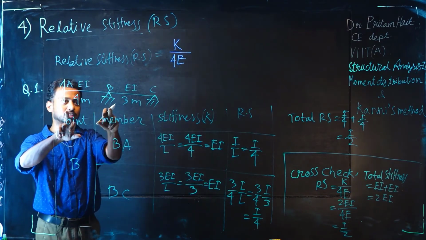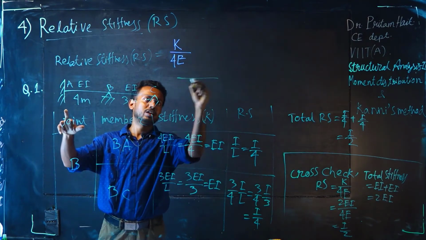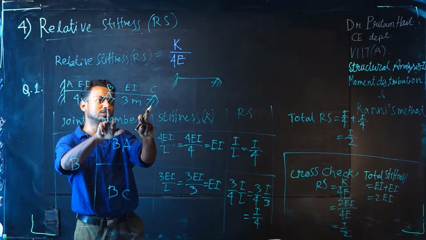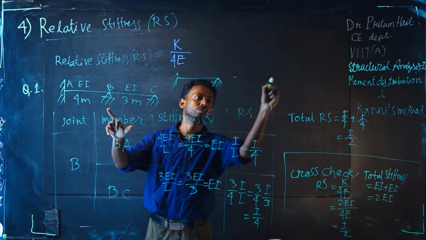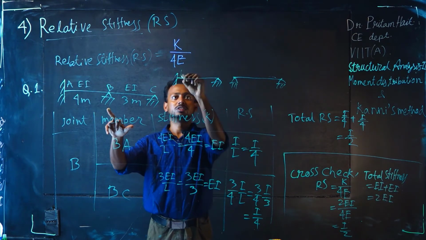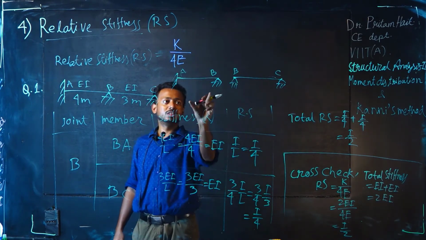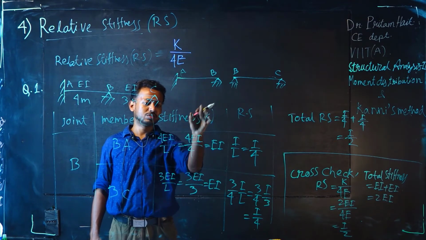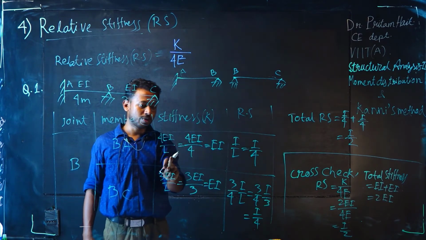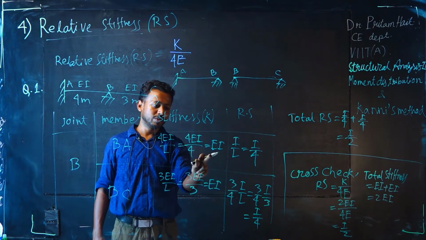Now what is the stiffness of the BA member? Consider this member. This is fixed and this is hinged, so I can draw it. And in this member, both the supports are hinged. This is A, this is B, this is B, this is C. So if this is the configuration of the beam, the stiffness will be 4EI by L, as the far end is fixed. L value is how much? 4 meters. So the stiffness will be EI.